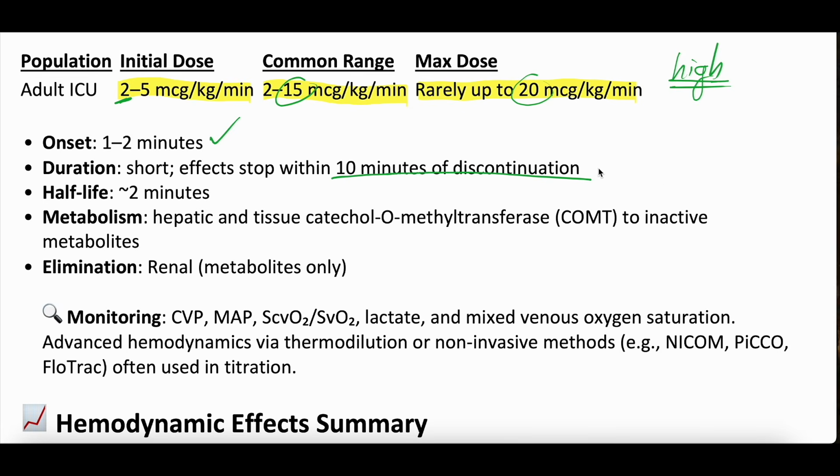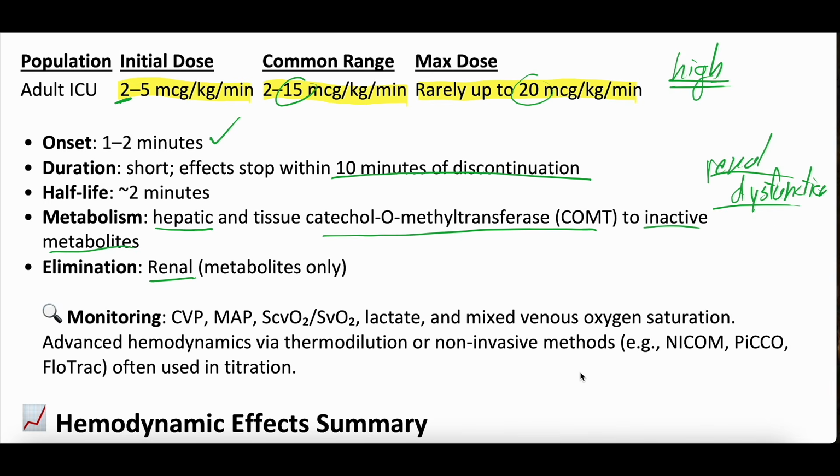And then the metabolism, it is metabolized in the liver. It uses COMT to convert it to an inactive metabolite. And then those inactive metabolites are renally excreted. But the metabolites renally excreted are inactive. So renal function does not necessarily drive how much active dobutamine there is. Rather, these enzymes in the liver break dobutamine down into its inactive form that then is renally excreted. So dobutamine is fairly safe to use in patients with renal dysfunction because it's already kind of broken down into its inactive form before it has to be renally excreted.